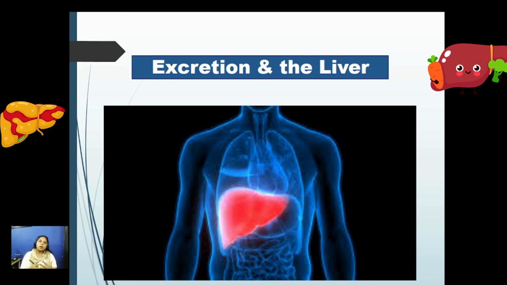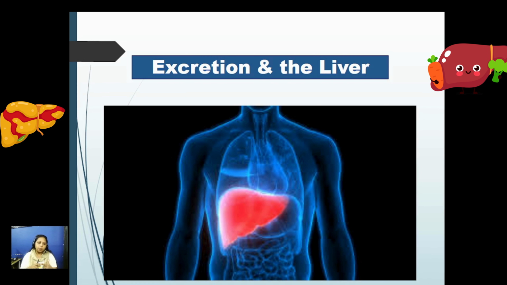All of us know, as we have so many times discussed, that the liver is basically the largest gland of our body. It performs a lot of functions in our body, but the main one is that it helps in excretion. So how does it help in excretion? It actually converts amino acids into urea, and urea is a toxic substance for our body, and it needs to be removed. That work is done by the kidney. So the liver is converting amino acid into urea, but the kidney is removing that.